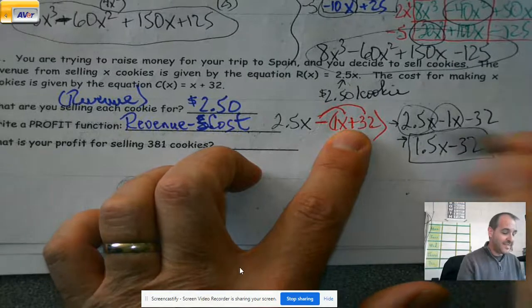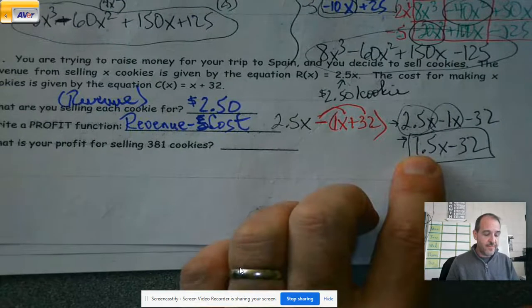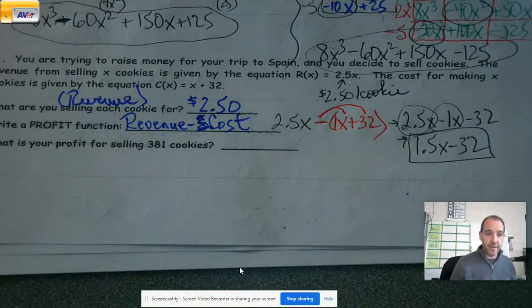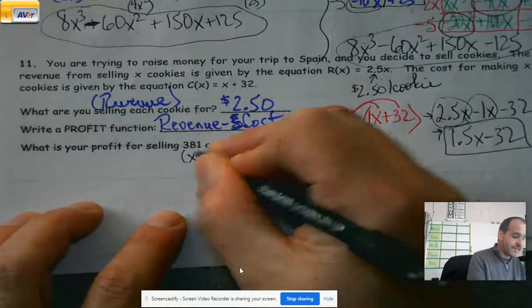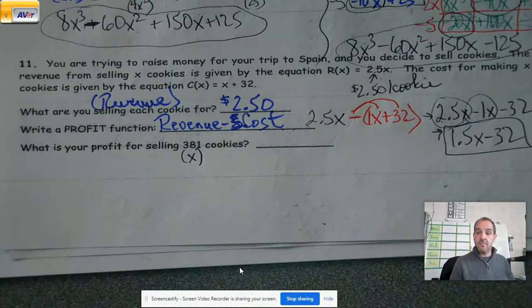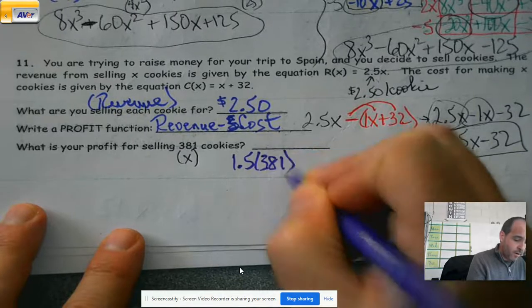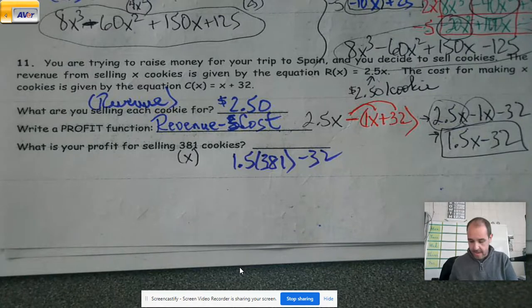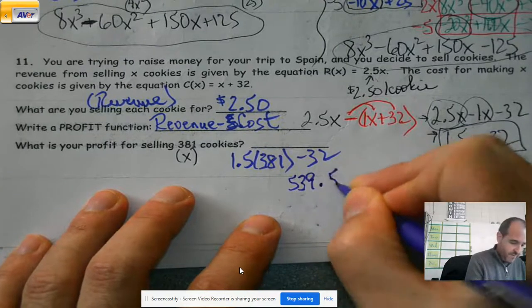Okay, this is my profit function. For every cookie I sell, I'm going to make $1.50, but then that $32 and whatever it cost me to get started or something is going to come out of this. So when it says, what is your profit for selling 381 cookies, that 381 is my x. So 1.5 times 381 minus 32. Too early in the morning for me to do that in my head. $539.50.